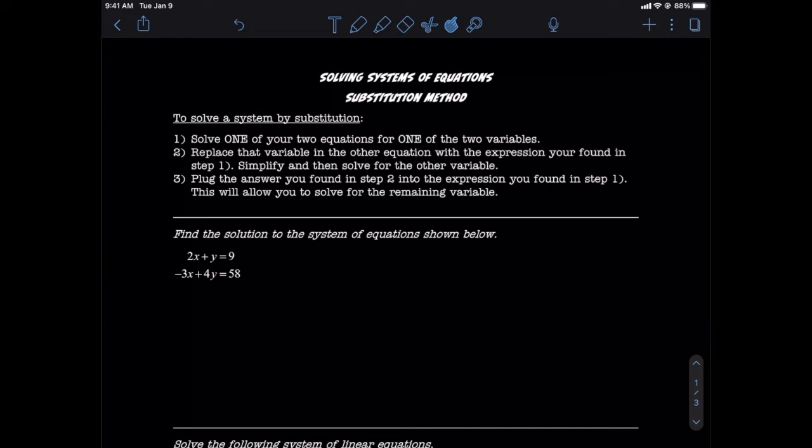Once you have solved one of your two equations for one of the two variables, you're going to replace that variable in the other equation with the expression you found in step 1. Then you're going to simplify, and that's going to allow you to solve for one of your two variables. Finally, you're going to take the number answer that you got at the end of step 2 and plug it in for that variable into the equation that you found in step 1. And then you're going to have an answer for both variables and, by extension, an answer for the whole problem.